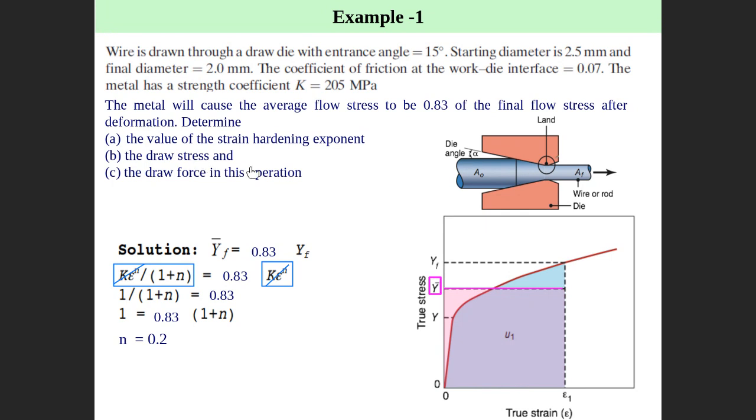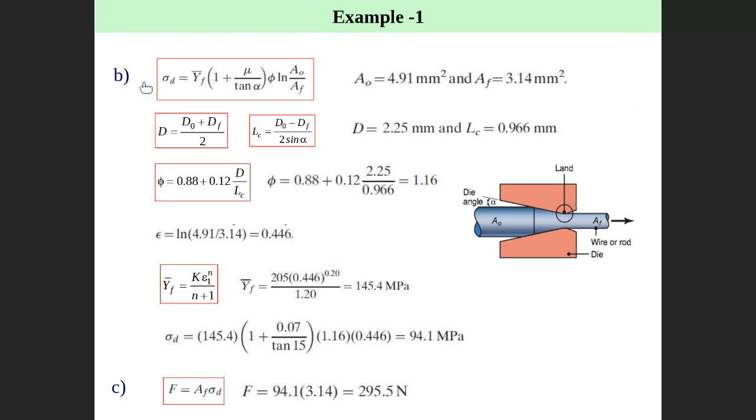Second, what is the draw stress? Means sigma drawing. In a very simple way, whenever they ask what is the sigma drawing, you must put the equation. The equation says that sigma drawing equals Y bar flow multiplied by (1 plus mu divided by tan alpha) multiplied by phi, ln A0 divided by Af.